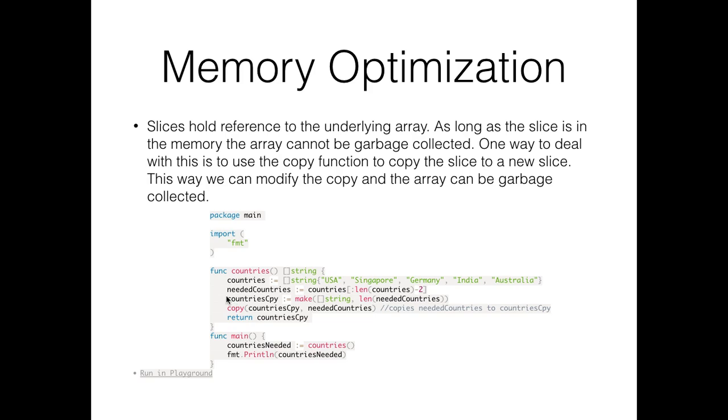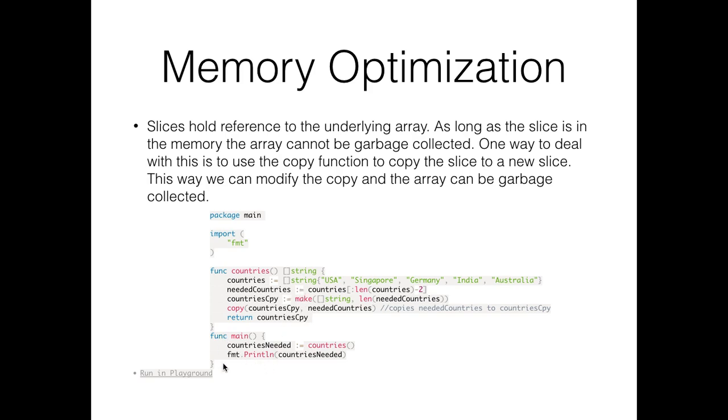And then we have a countries copy slice, which is made with make of type string and length of needed countries. So we are using the make function to create a copy of the slice, making its length the same as the needed countries slice. That means the length will be 3. Then we use the copy function, copying the needed countries into the countries copy and returning the countries copy slice. So like this we are copying the slice referencing the array into another slice and returning that slice from the function.